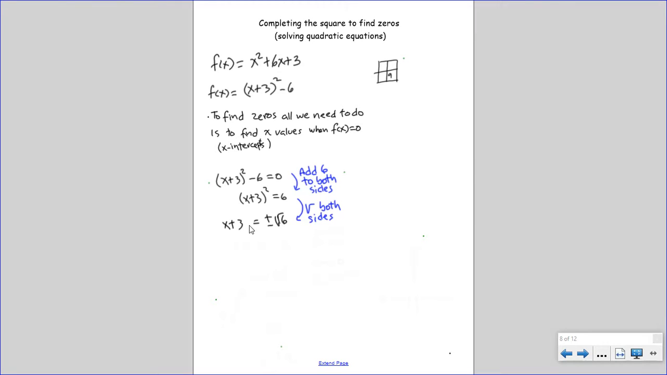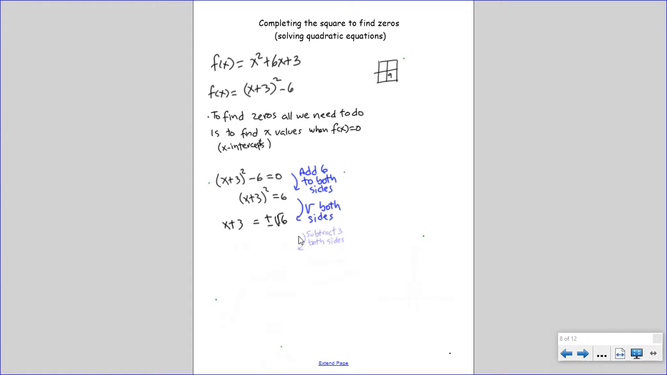But just as importantly, on the right side, notice that now we have the square root of 6, and it is positive or negative. And that is because when we take the square root of a positive number, there are two possible values that can meet it. Any number squared is positive. So there will be a positive root and a negative root for any positive number. So that's why we write plus and minus square root of 6.